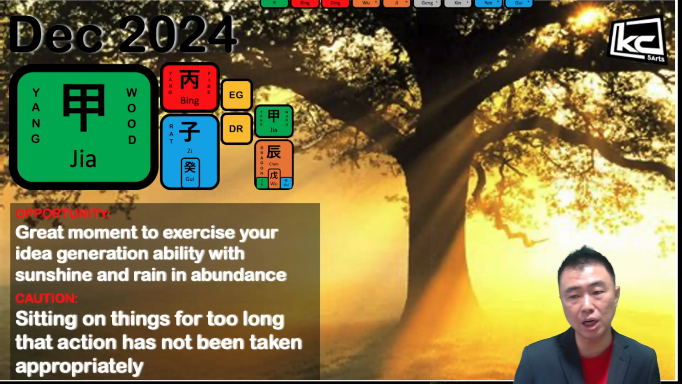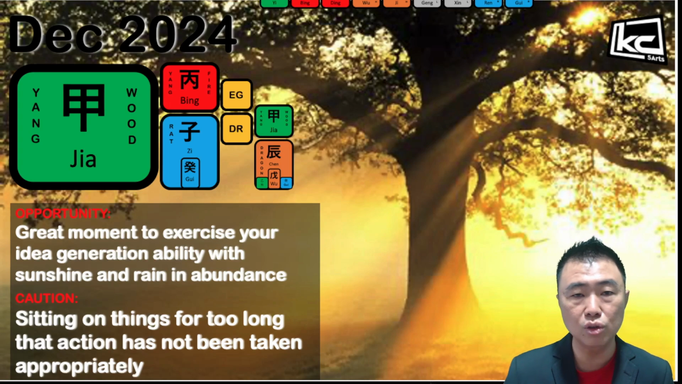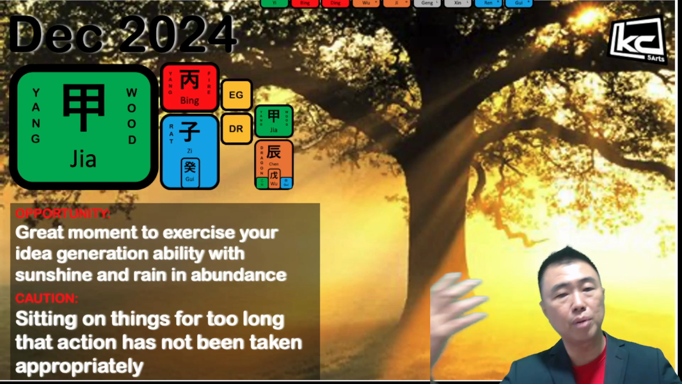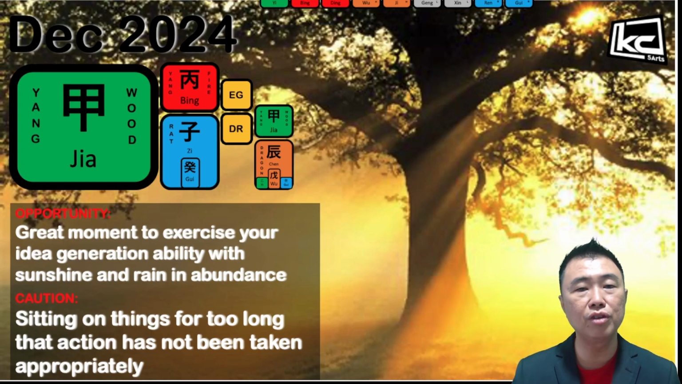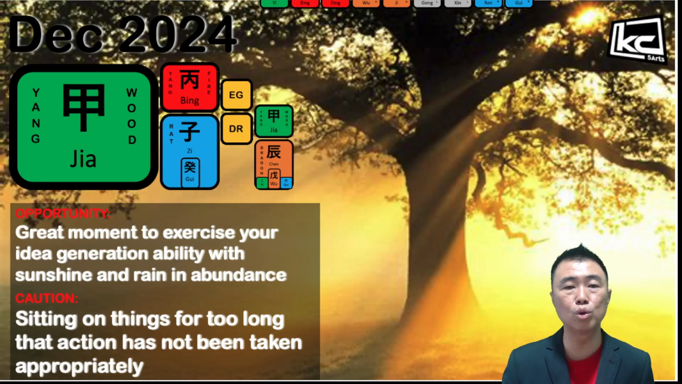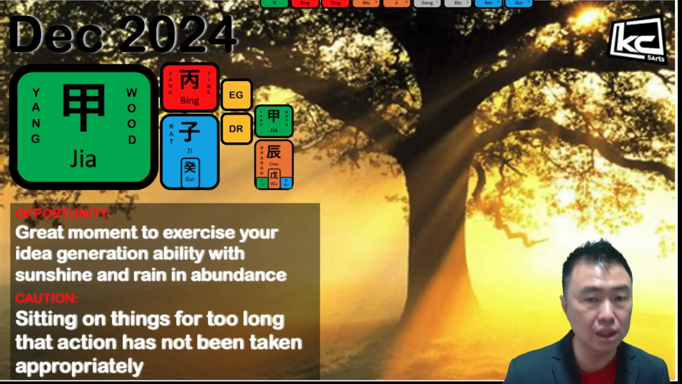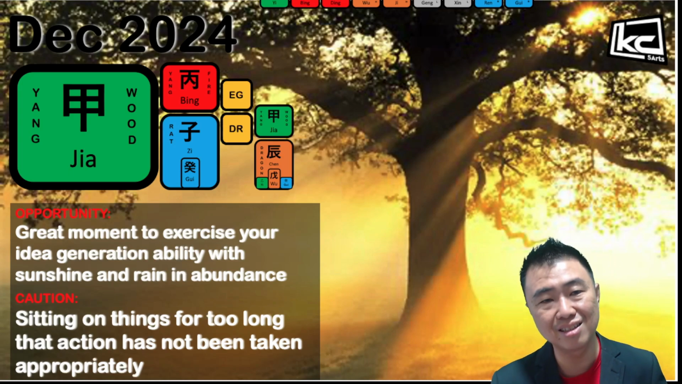So for the Jiawood, Jiawood, EG, and also direct resource, also a good combination, right? This is like the wood having a sufficient amount of sun and also a sufficient amount of water to nurture the wood, right? So it will allow the wood to grow stronger and also bigger. Great ideas coupled with great lessons that are going on, right?